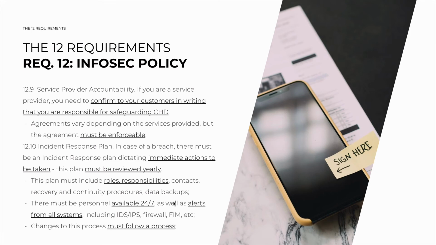You also need alerts from all types of systems, including your IDS or IPS, your firewall, your file integrity monitoring solution, your logging systems, your antivirus, and so on. And finally, changes to the incident response process, guess what? Must follow a change management process themselves. Someone can't just change one of the steps just because.